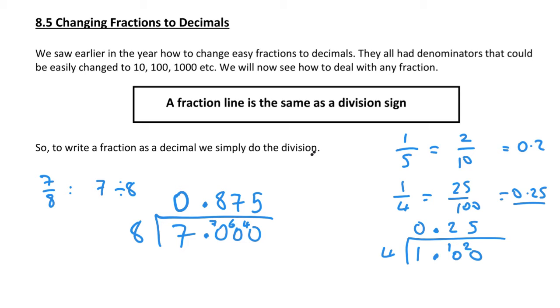So obviously we can change any fraction into a decimal using this method, but it's much easier to try and get it as a fraction out of 10 or 100, because then we just put it into the decimal straight away. But if it can't be done, if it's going to be an awkward number, trying to get up to 1000, or if there's a number with a prime number in the denominator, it's going to be quite difficult to do. So it would be much easier to do the division instead.